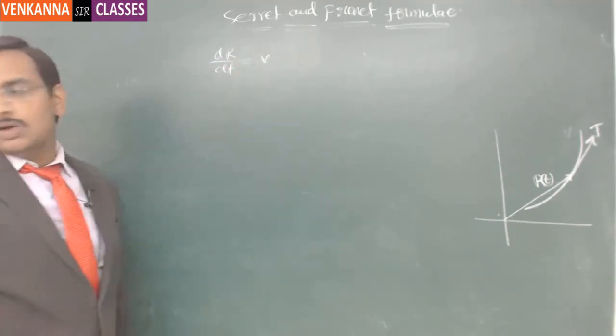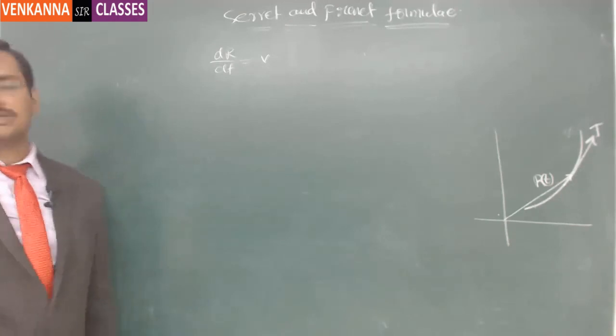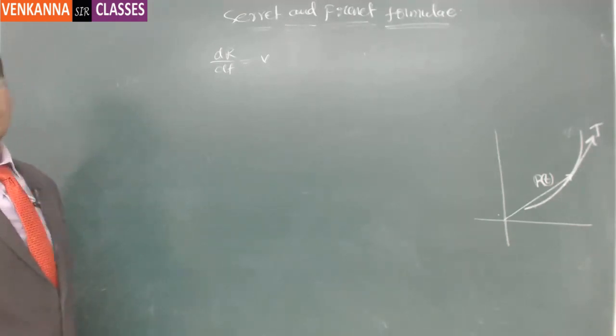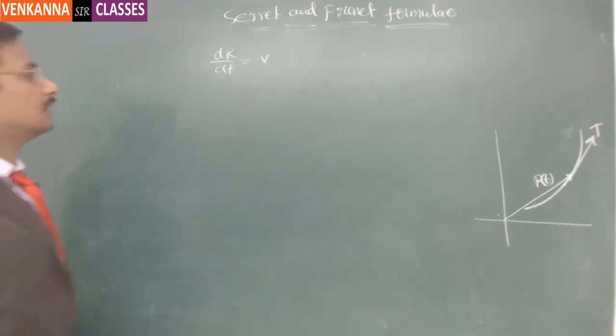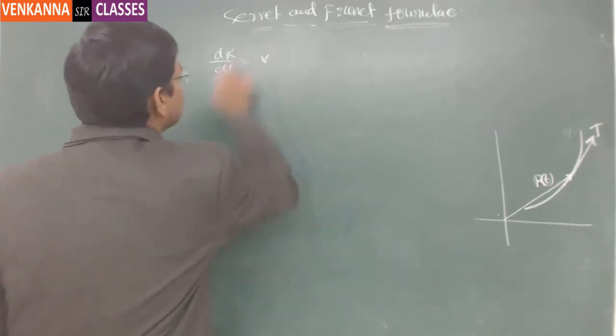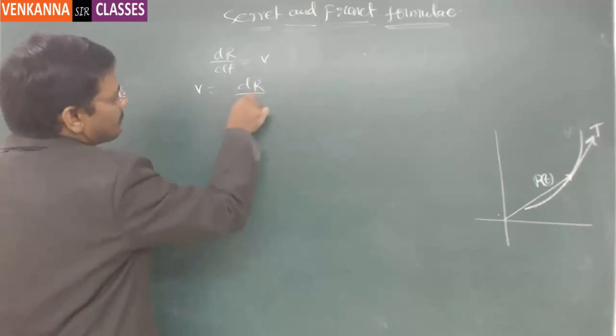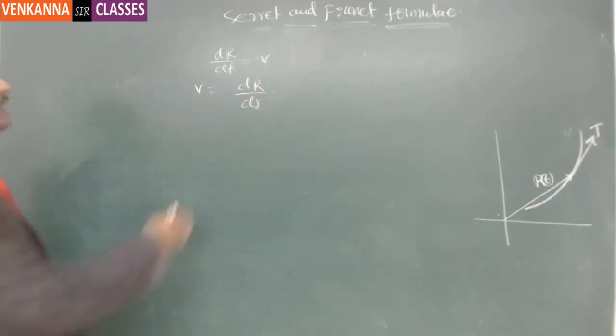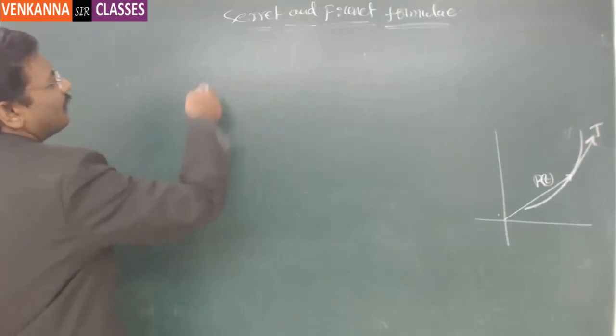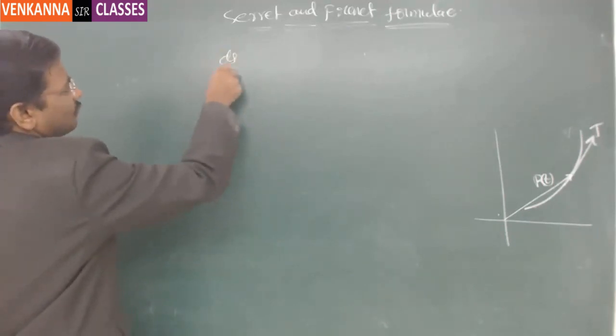So velocity, obviously, will be in the direction of the tangent. How we conclude that: this is dr by dt, and what we do is dr by ds. So rather than that, this will be considered in a different manner. That is, first we consider ds by dt.